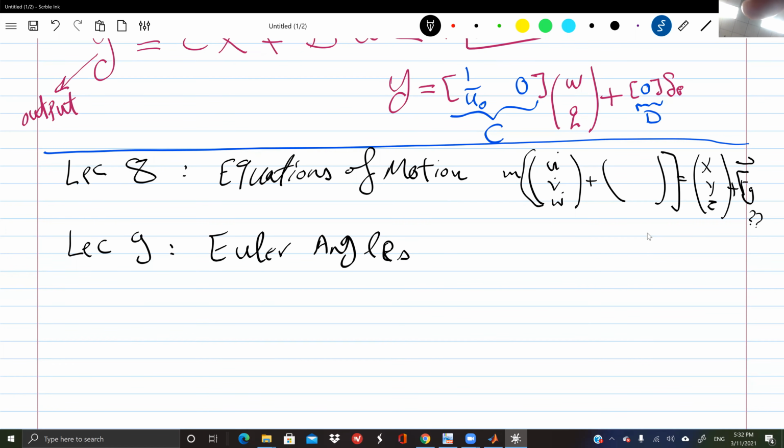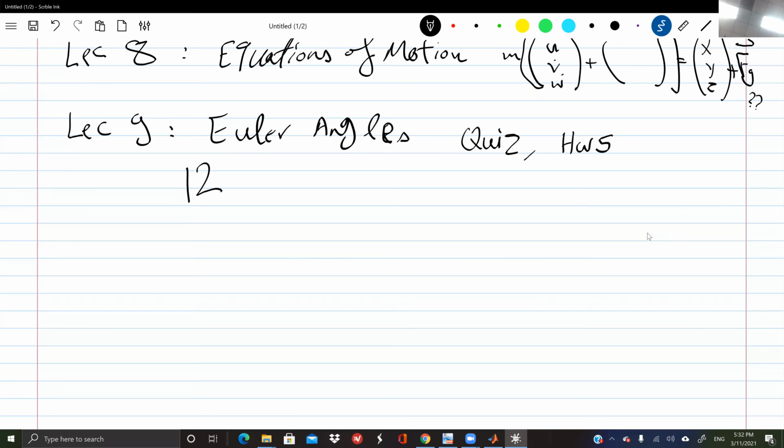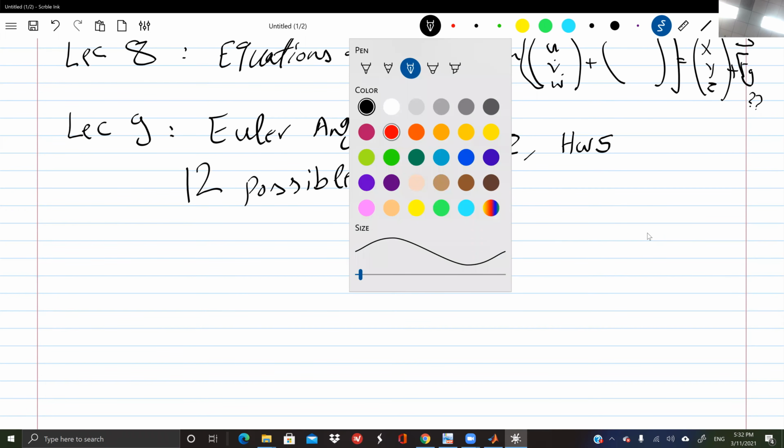And if you recall, this was quite important. We had it in a quiz, we had it in homework 5, and if you recall, there were 12 possible combinations, so I can ask you about any of these, right? So there are plenty of questions that I can ask here, and for sure we will. So this is a very important lecture that you need to take care of.